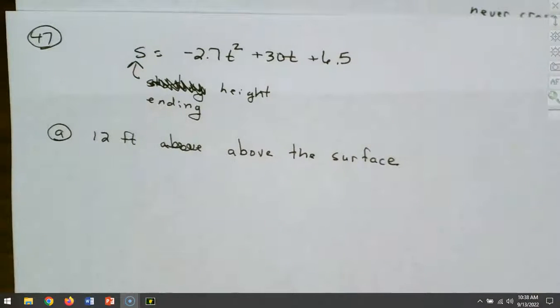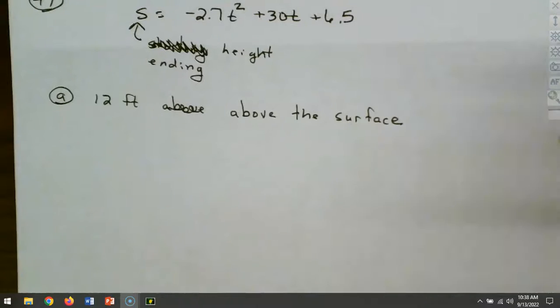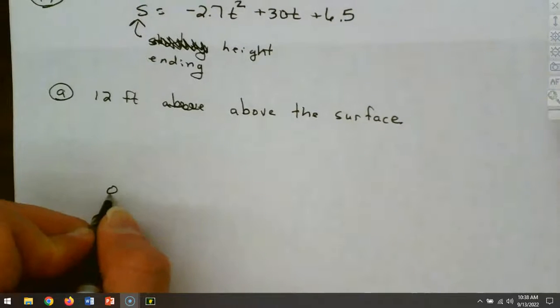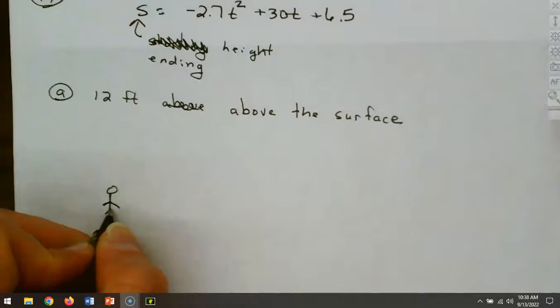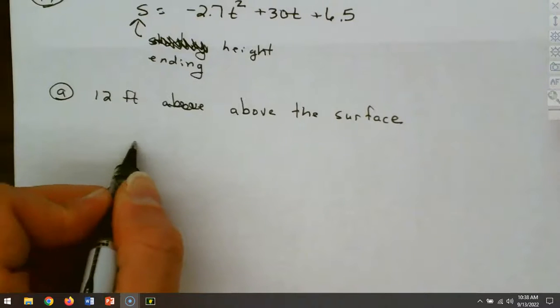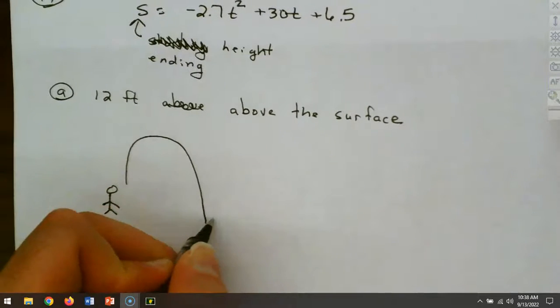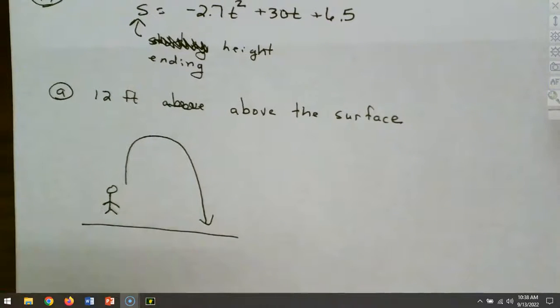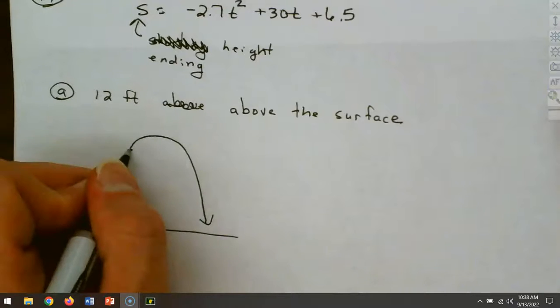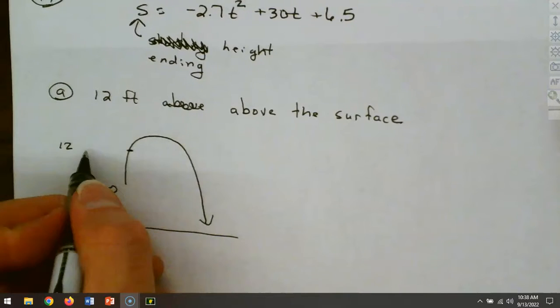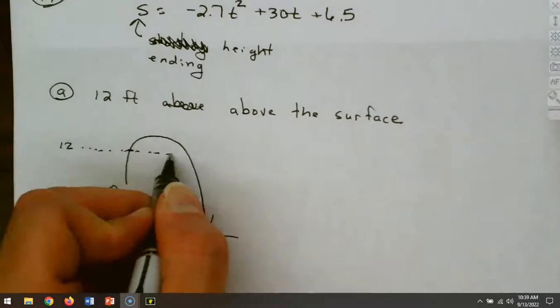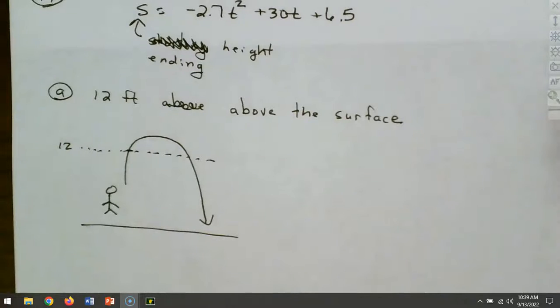Well, if we want to know how long it takes it to get 12 feet above the surface, what's my ending height? Where do we want to end at? Okay, I want to end 12 feet above the surface. What is that going to look like? If I'm throwing a ball, in this case we're throwing the ball up in the air, and it's got to come back down. That's what we're doing on this question. And I want to find the time it takes for this to reach a height of 12.